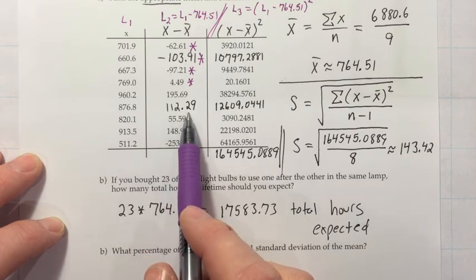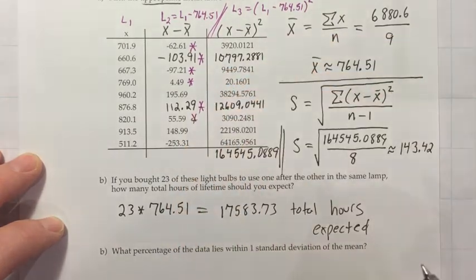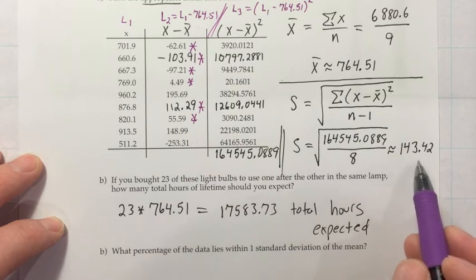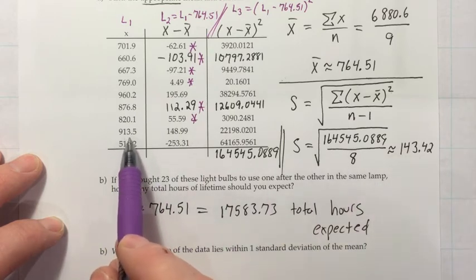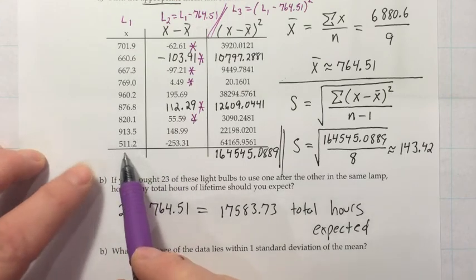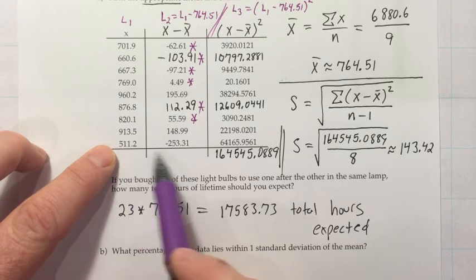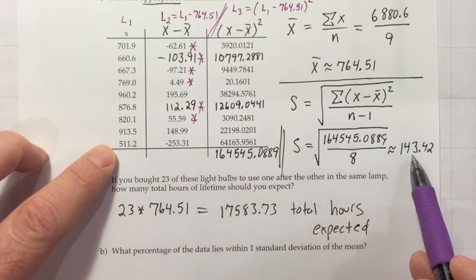112 for the next deviation is smaller than the standard deviation, so I count that. So is the 55. And just barely, the 148.99 is just a little bigger than one standard deviation. So this light bulb that lasted 913.5 hours, I'm not going to count. And I'm not going to count the one for 511.2 hours either, because this one was below the mean, but it was 253 below the mean. That's more than one standard deviation away.